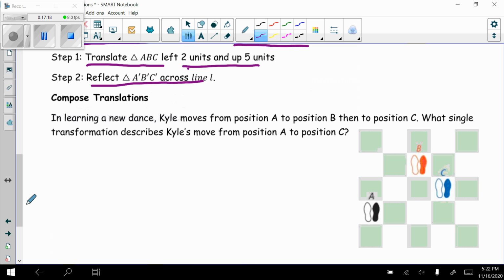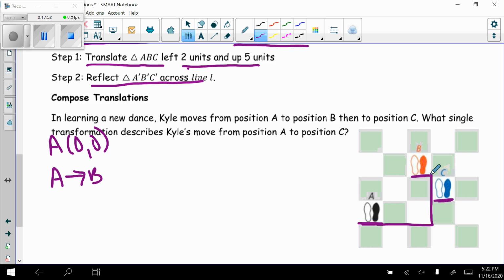So, compose translations. Learning a new dance, Kyle moves from position A to position B, and then to position C. What single transformation describes Kyle's move from position A to position C? If I just say that I'm going to let A be the point (0, 0). So to get from A to B, what would my translation rule be? I see I'm going over 2, up 2. So that rule would be translation (2, 2), right 2, up 2.